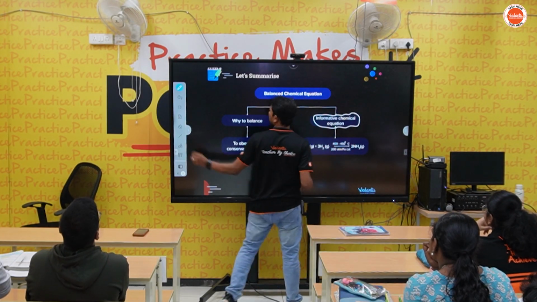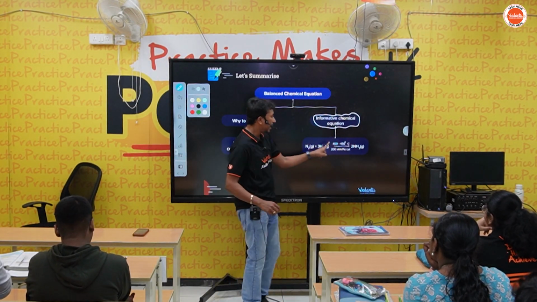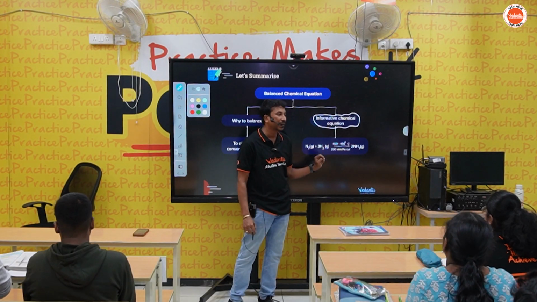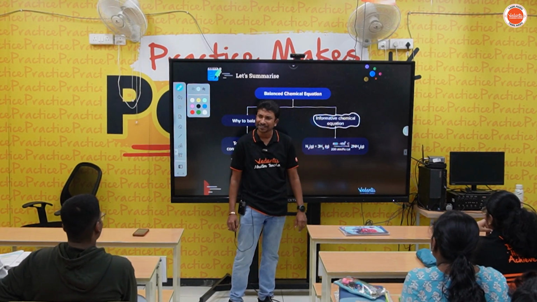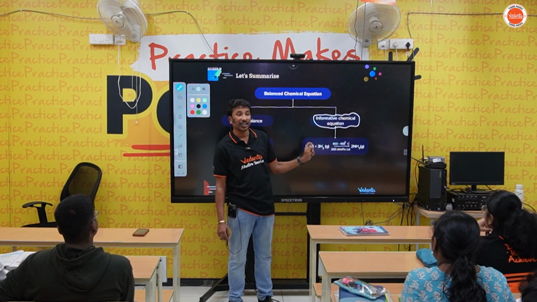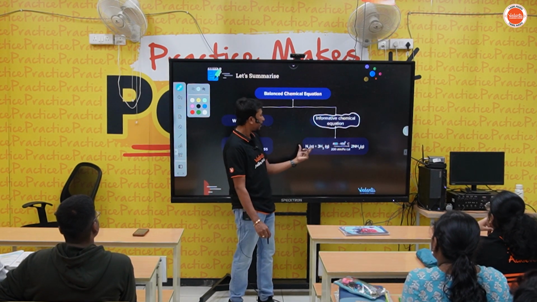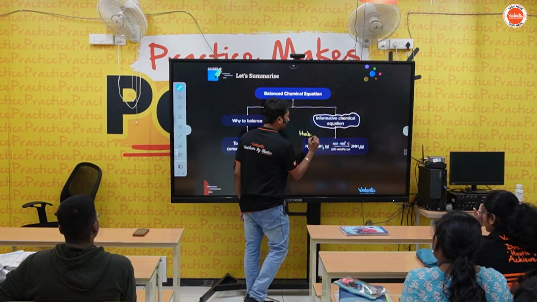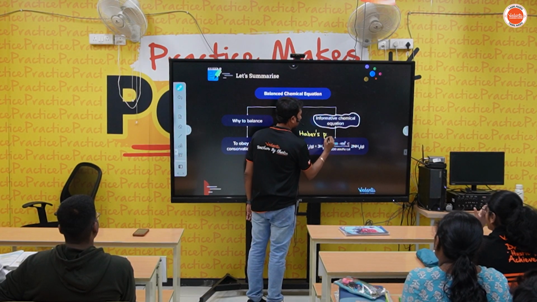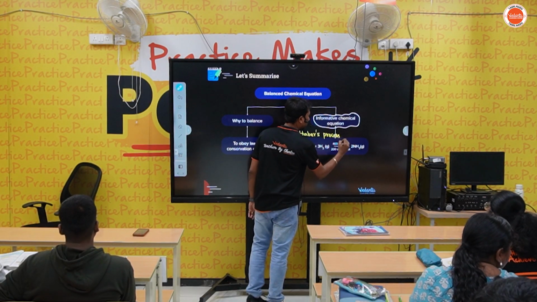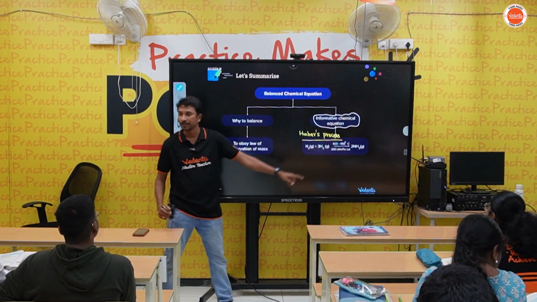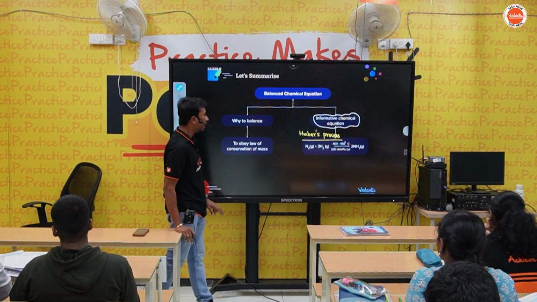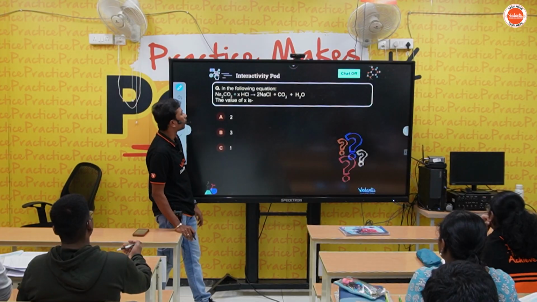Informative chemical equations. As you can see here, we have 400 to 450 degrees Celsius and 200 atmospheric pressure. Here Fe, iron, is acting as a catalyst for this reaction. That means this is also called what process? If you could recollect, it is called Haber's process, right? Haber's process is the formation of ammonia. Nitrogen and hydrogen combine to form what? Ammonia, right? It's called the Haber process.